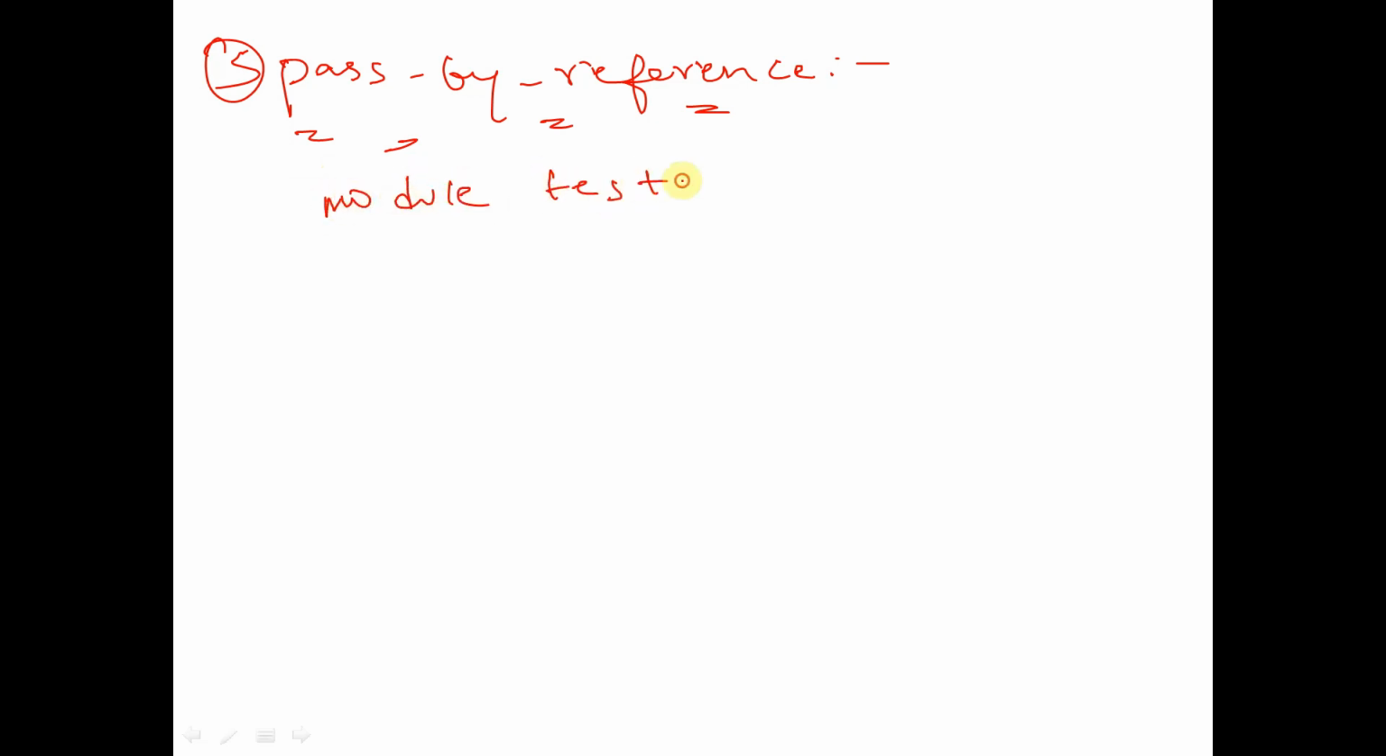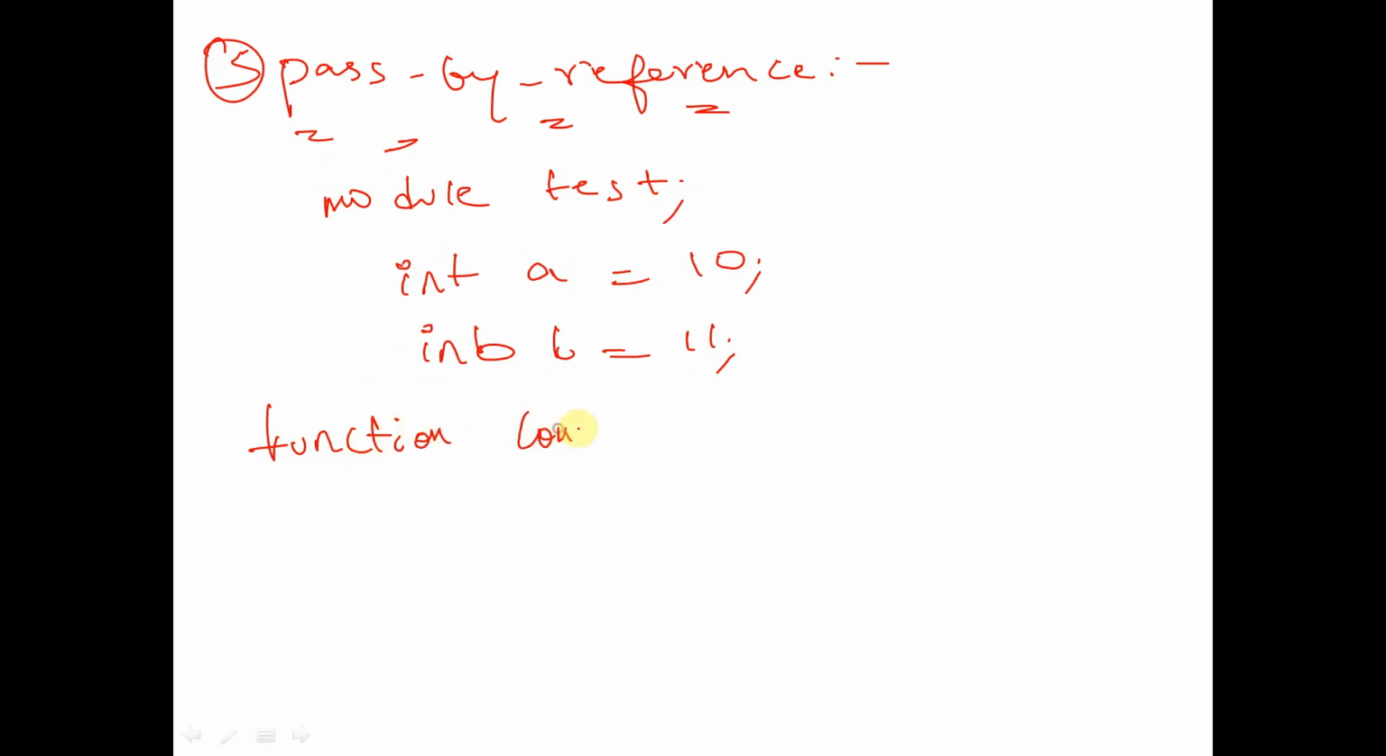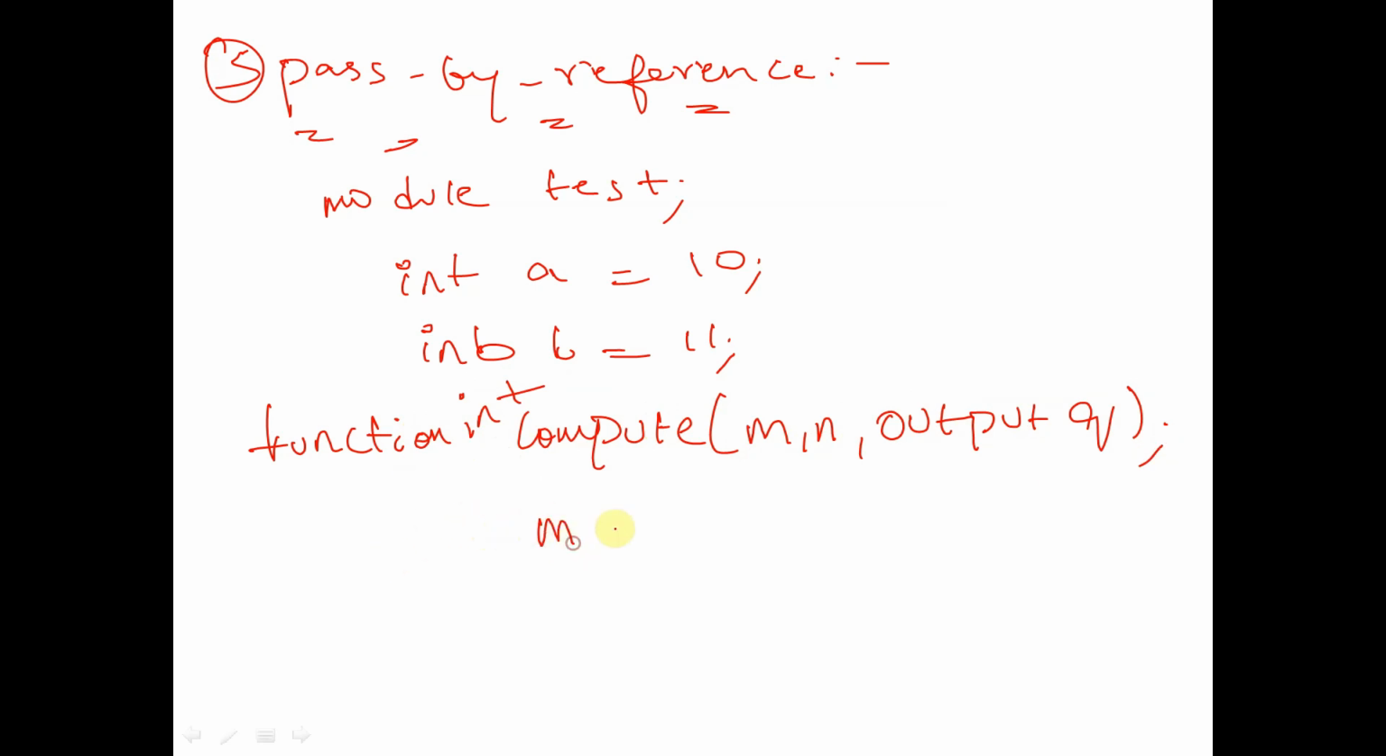called test, and I will declare int a is equal to 10 and int b is equal to 11, and I will declare a function called compute. For this my input arguments are m comma n, and return type is int, and output is some variable output q, and I'm incrementing m is equal to m plus 2 and n is equal to n plus 2, ending the function.